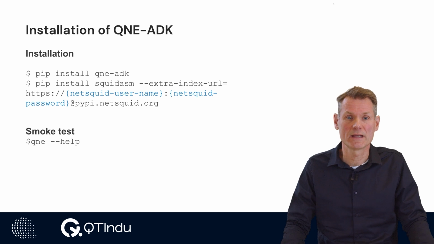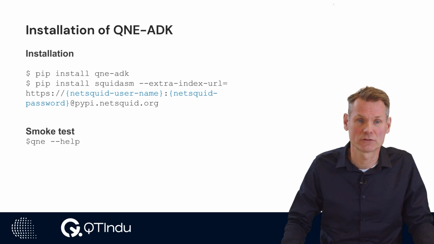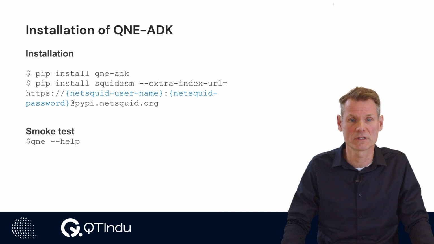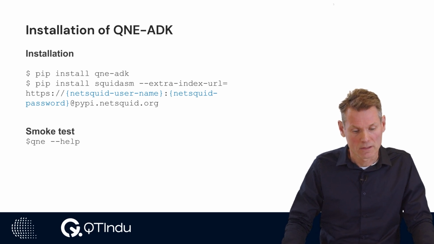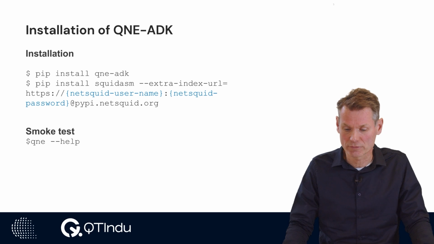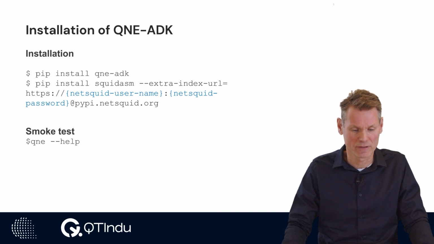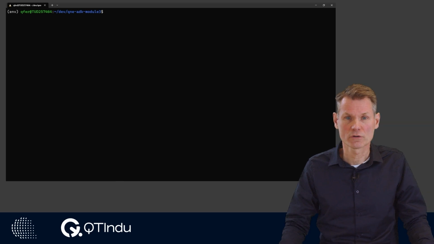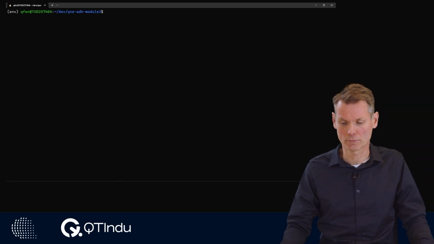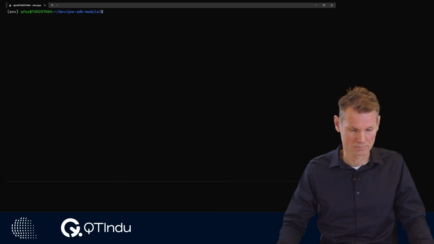To install QNE ADK, you have to execute two pip install commands, the first to install QNE ADK and the second to install SquidASM. In the second, you have to replace the NetSquid username and NetSquid password with the credentials you registered with on the netsquid.org forum. To install the QNE ADK, execute the following commands in a running virtual Python environment.